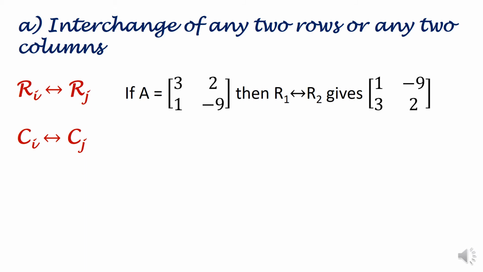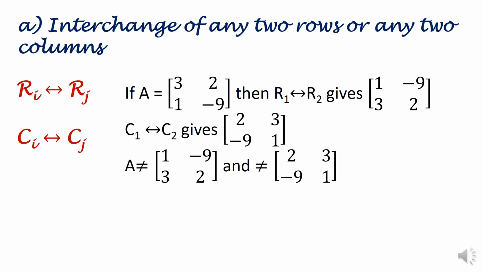Now for example, if A is a matrix containing the elements 3 and 2 in the first row and 1 and minus 9 in the second row. If we interchange these rows, we write them as R1 interchange with R2 and we get 1 and minus 9 now in the first row and 3 and 2 now in the second row. Similarly, if we want to interchange in the original matrix the first column with the second column, we write it like this and we get 3 and 1 which were in the first column now come to the second column. Similarly, 2 and minus 9 which were in the second column come to the first column.